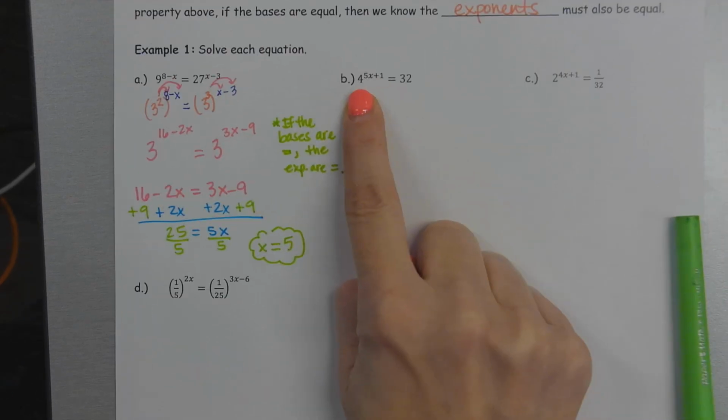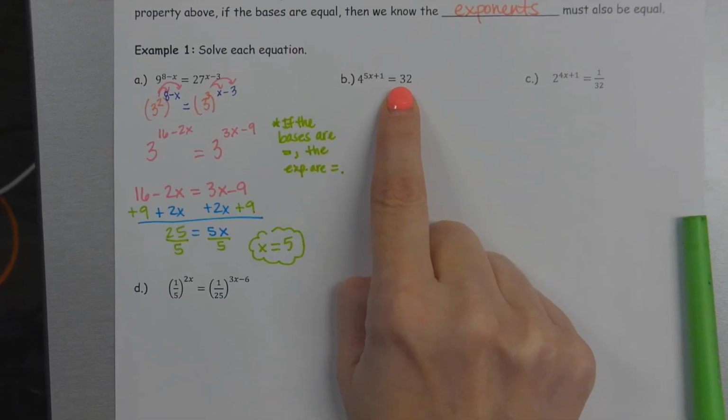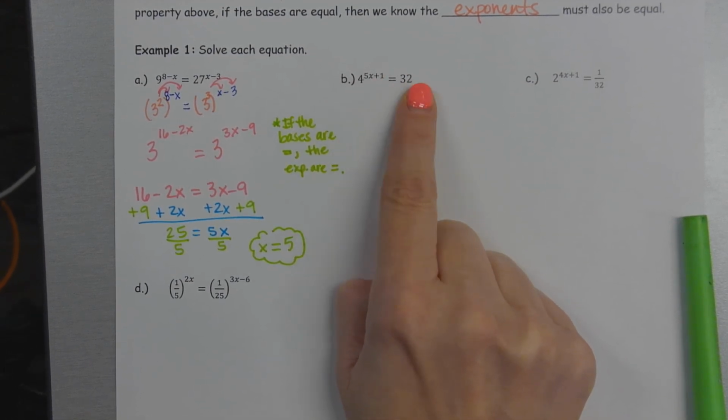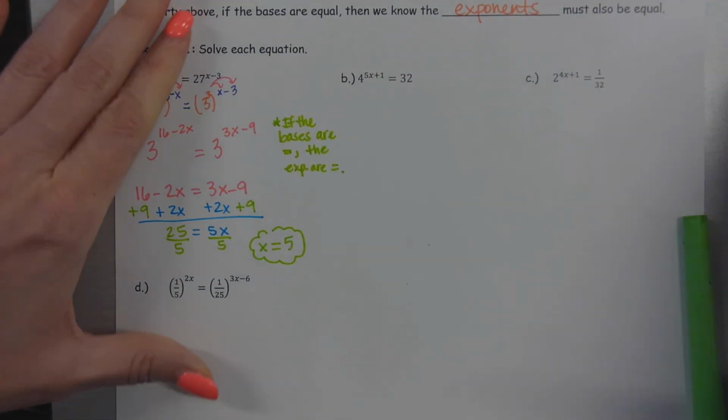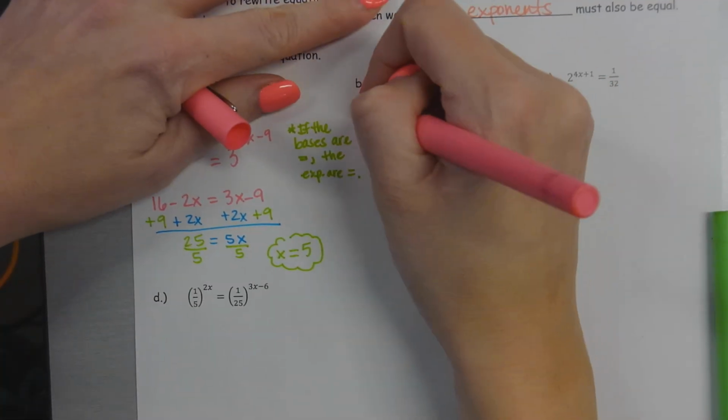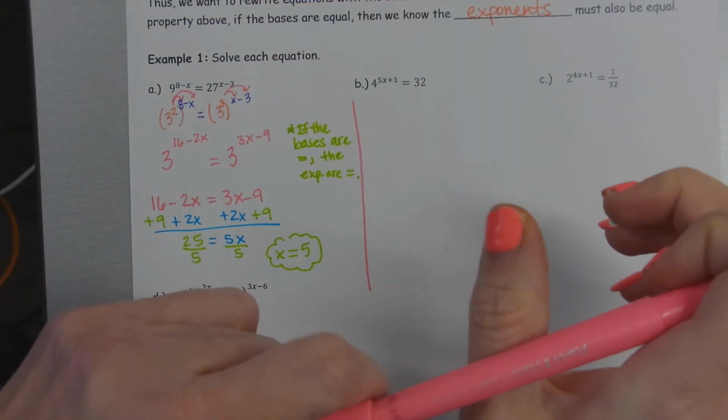All right, now, when you have one like B, sometimes we can trick ourselves into thinking, oh yeah, 4 times 8, that's 32, right? But is 4 to the 8th power 32? No, that would be 4 times 4 times 4 times 4, 8 times, right? So we can't rewrite 32 with 4, but we can rewrite 4 and 32 as a power of what? 2.